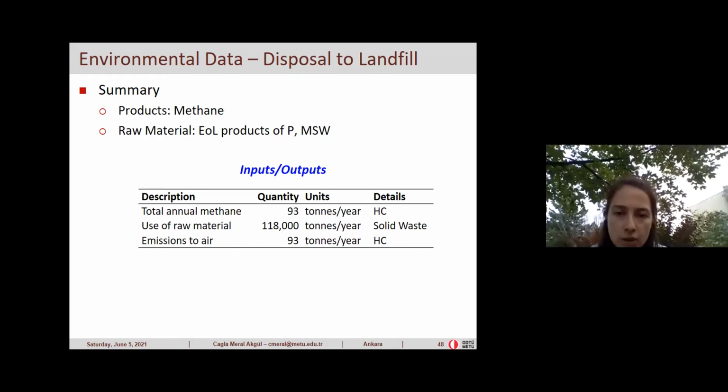Şimdi landfill'den çıkan şey methane olduğunu biliyorsun. Total annual methane, you have your use of raw materials and emissions to you. This is your inputs and outputs for this particular system. 118.000 ton malzeme kullanıyoruz. 93 ton annual methane çıkıyor açığa.